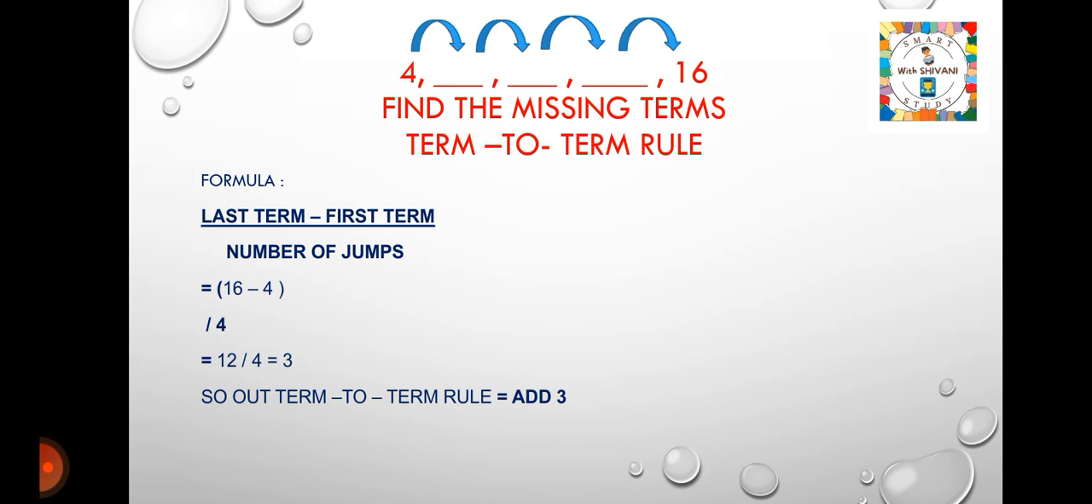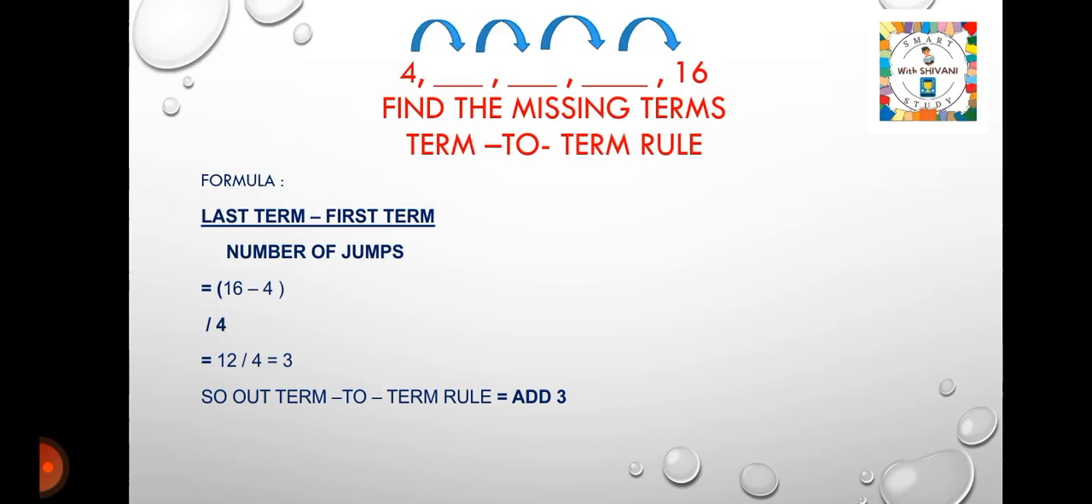Had we got a negative sign, then our term to term rule would be to subtract that particular number. Now over here we don't have any negative number, we have only a positive number. That means we have to only add it. And looking at the sequence also, 4 and 16, it is increasing. So if we do addition, then only we will get the next terms. So our term to term rule is add 3.